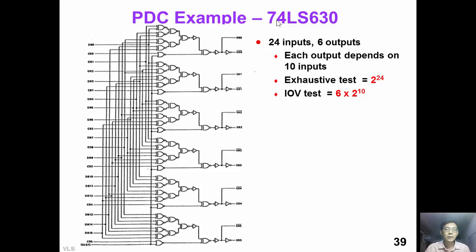For example, this is a simple circuit, 74LS630. This circuit has 24 inputs and 6 outputs. Each output depends on 10 inputs. So if we want to exhaustively test the circuit, it would take 2 to the power of 24 test patterns. If we just test each output exhaustively, the test length is simply 6 times 2 to the power of 10, which is much smaller than the true exhaustive test.